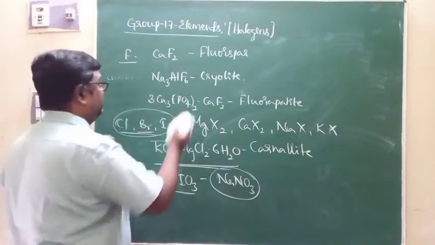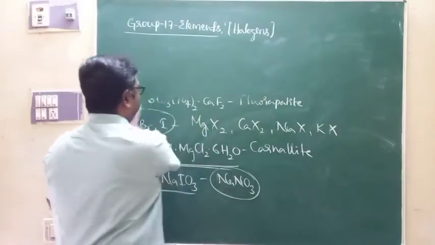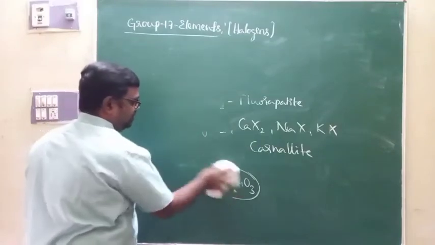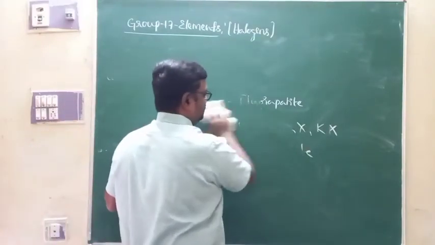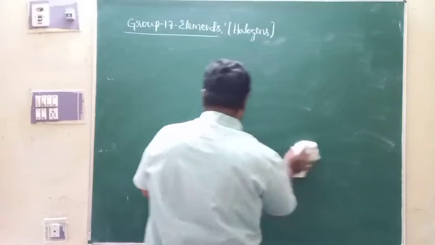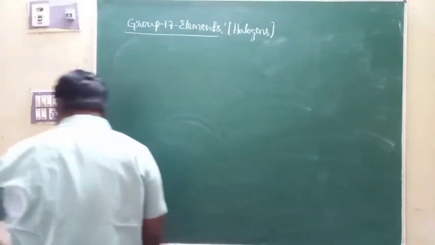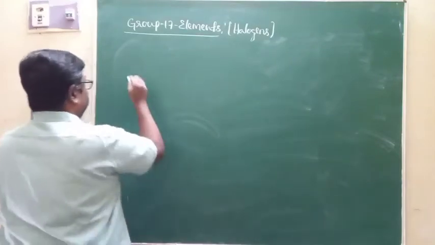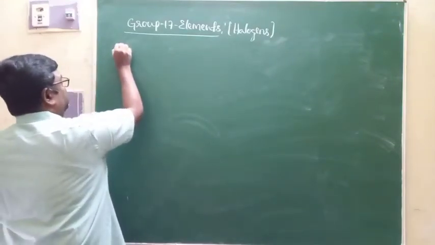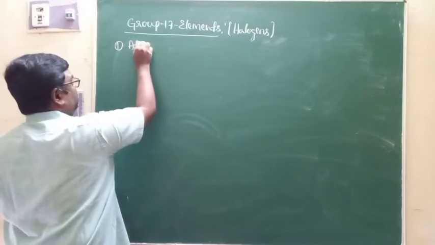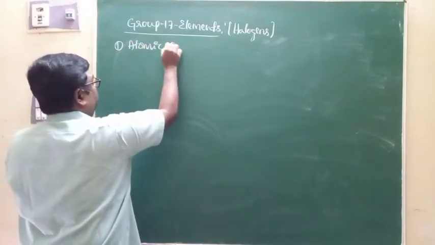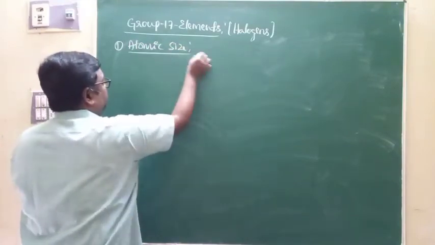As per your NCERT textbook, we are supposed to study the general properties of group 17 elements, or you can say the general trends involved in the properties of group 17 elements, right? And as usual, first of all, it will be atomic size and ionic size.